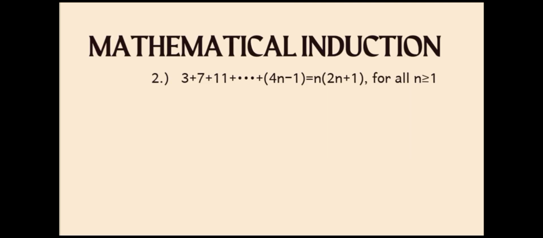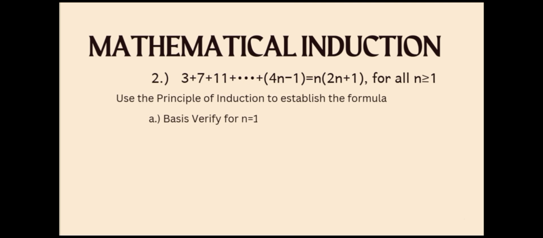So today we'll discuss mathematical induction using this given statement. We have 3 plus 7 plus 11 plus ellipsis plus the quantity of 4n minus 1 is equal to n times the quantity of 2n plus 1 for all n greater than or equal to 1. Now we'll use the principle of induction to establish the formula.